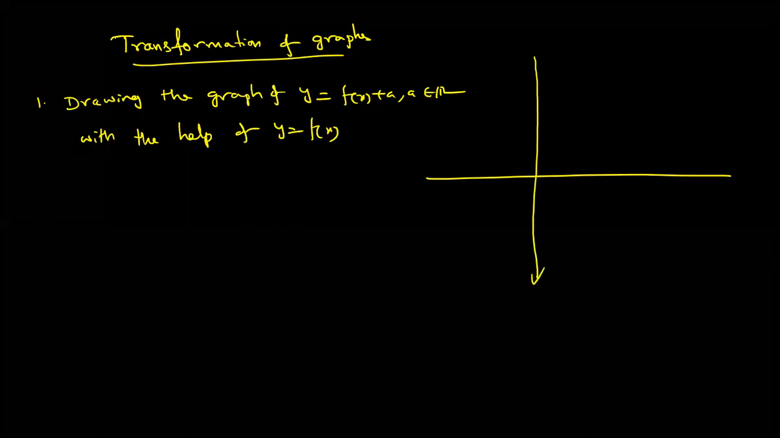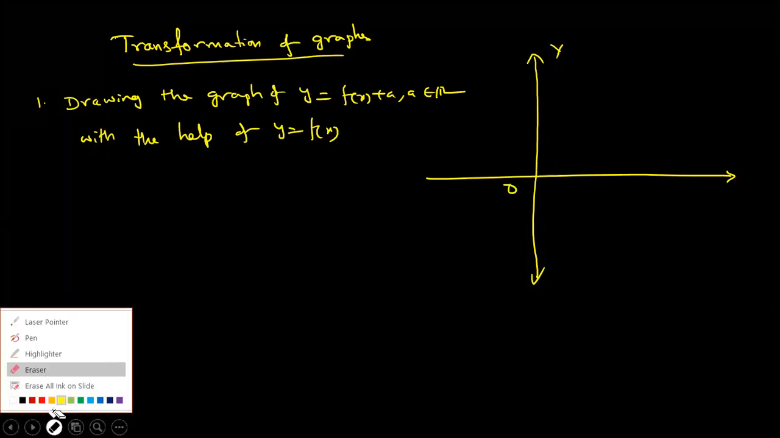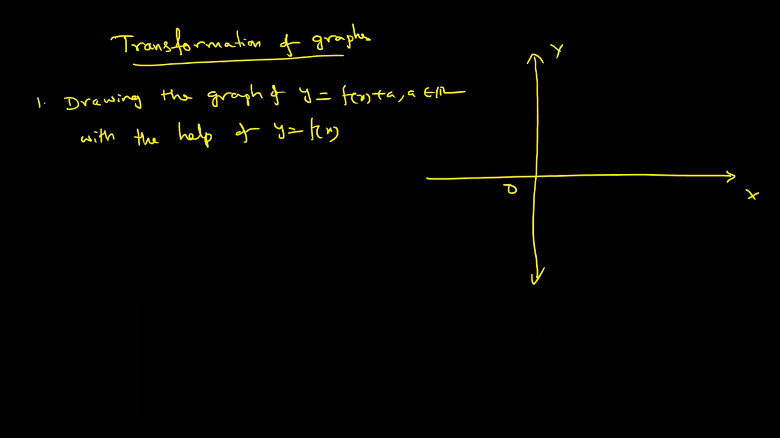This is the x-axis, y-axis, dear students. See carefully. For example, if they are giving the y is equal to f of x graph, how to draw? See, I'm taking different colors. The graph is given. So this is y is equal to f of x, for example. So how to draw f of x plus a? Dear students, suppose a is positive. Then what graph is coming?